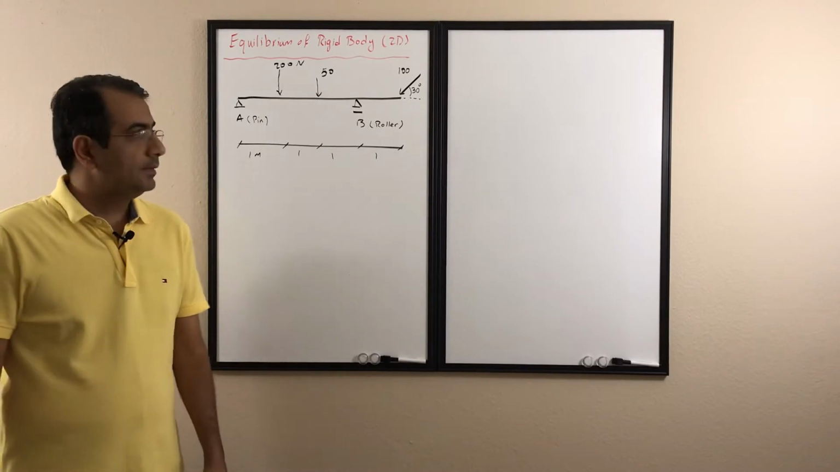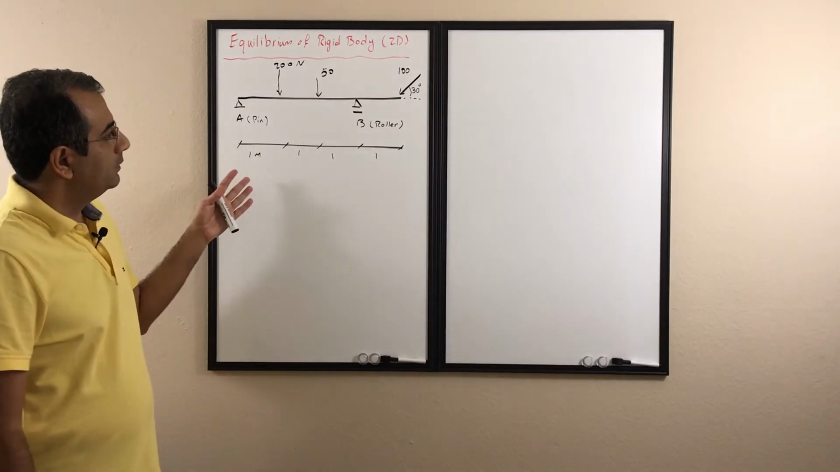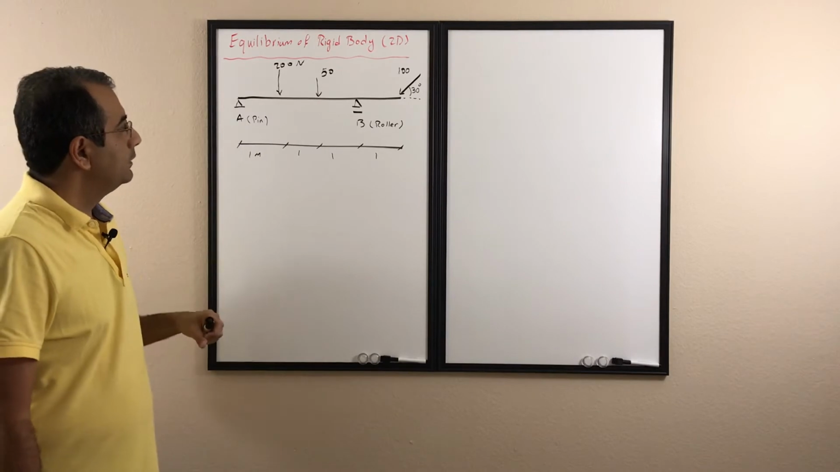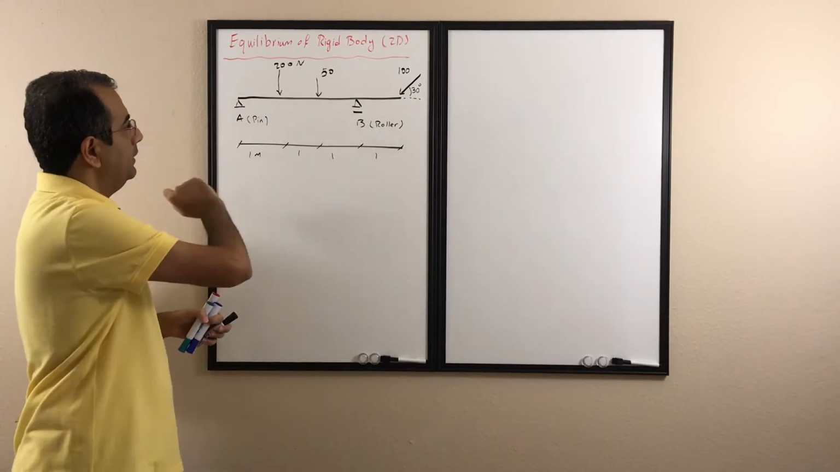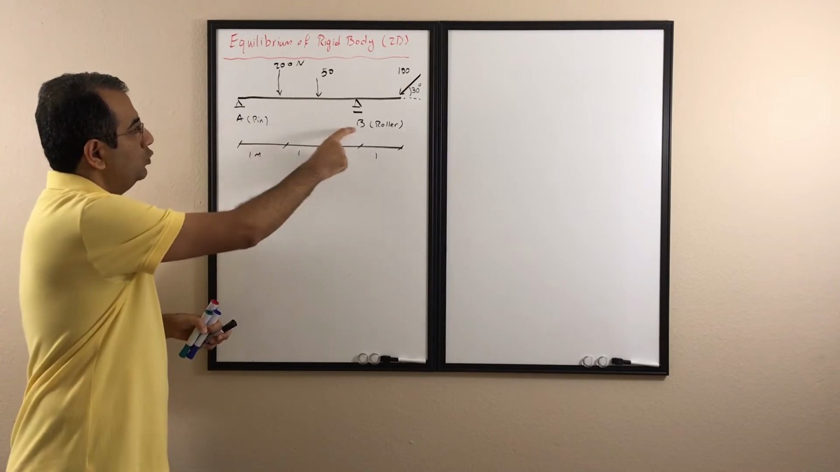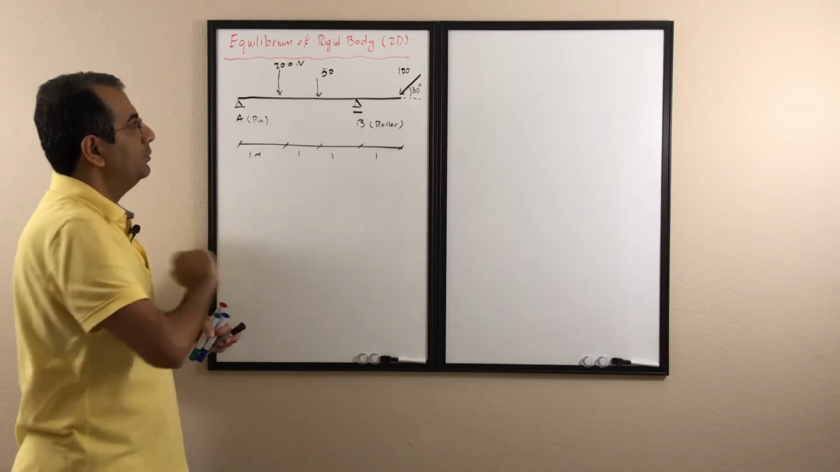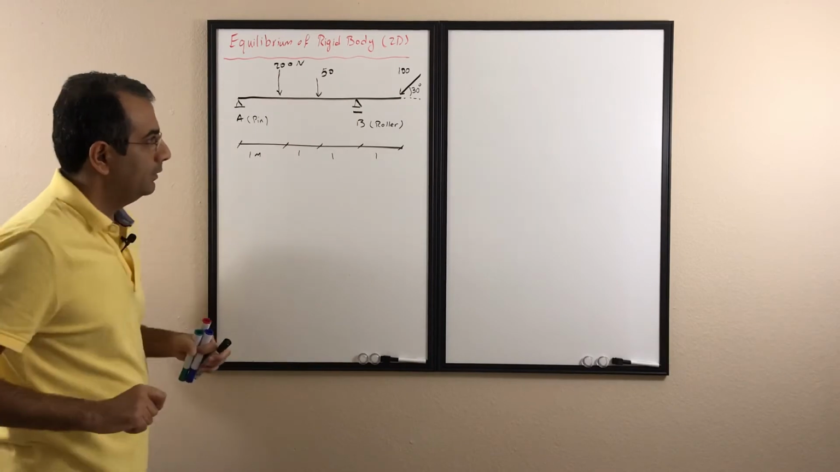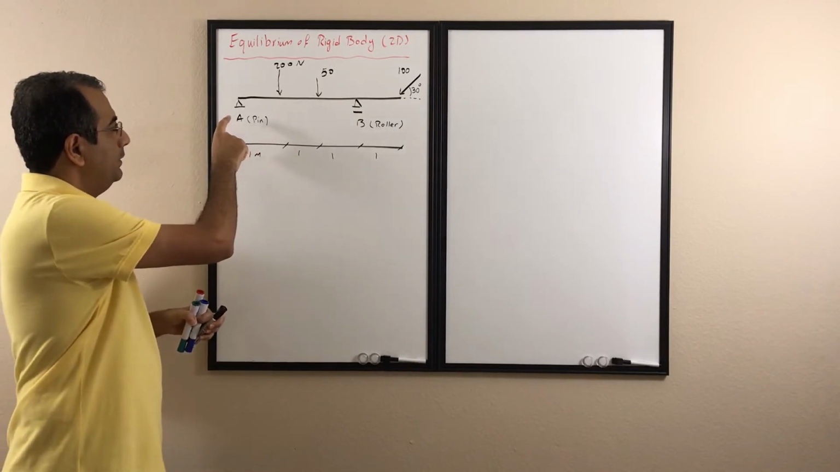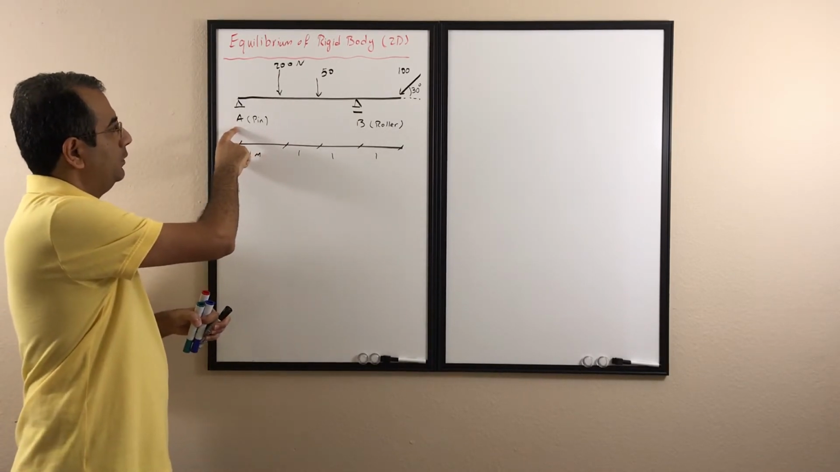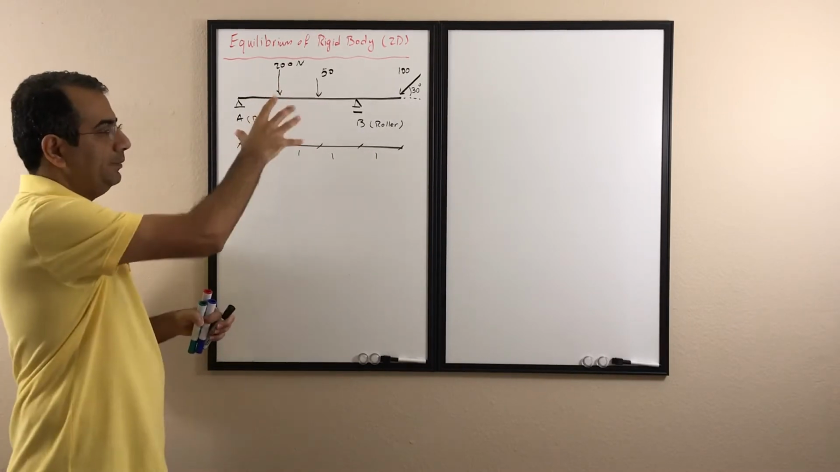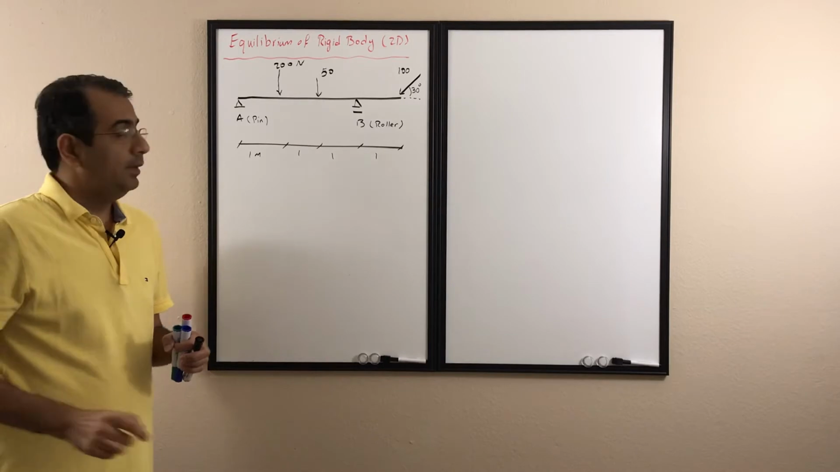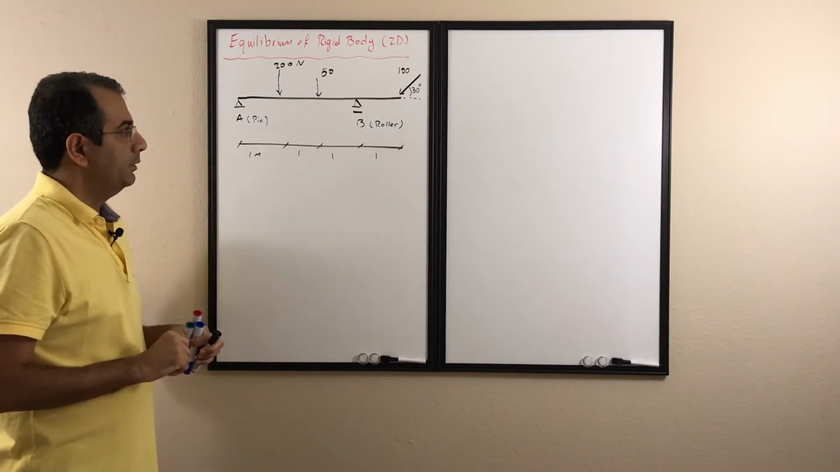Okay, let's look at an example to see how we can use the equilibrium of a rigid body in our problem. So assume here we have a beam that is supported with two supports at point A and point B, and there are three forces applied on it. And we want to find the reaction of the supports at point A and point B if this beam is going to be in the equilibrium condition.